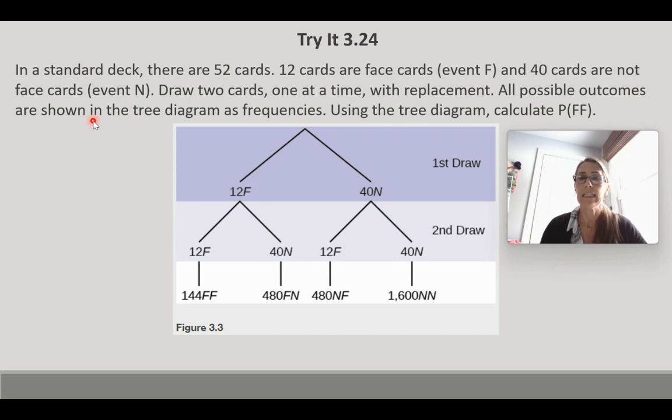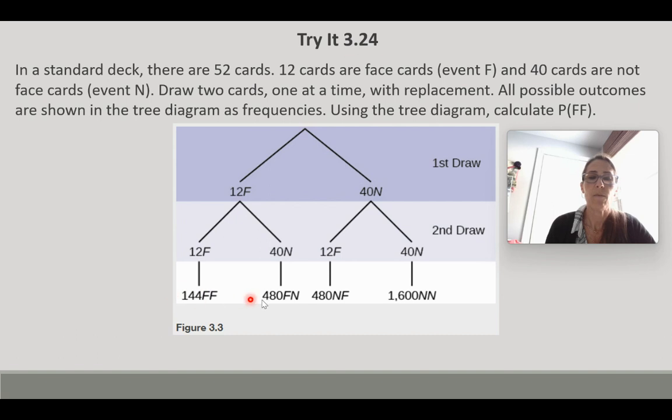So FF. This time, instead of writing out 12 branches for face cards and then 40 for the not face cards, we're saying right here in this number, this frequency, how many ways we can pick that. So there are 12 ways to pick a face card. On our second pick, our draw, there are also 12 ways to pick a face card, and 40 ways to pick a non-face card. If we picked a non-face card first, there were 40 ways to do that. Then there could be 12 face card ways and 40 non-face card ways.